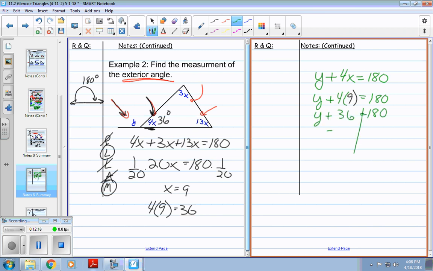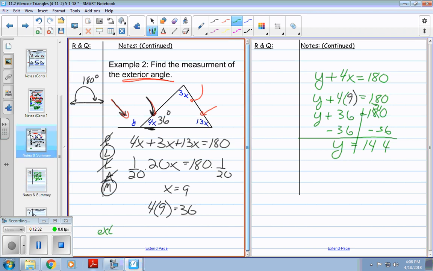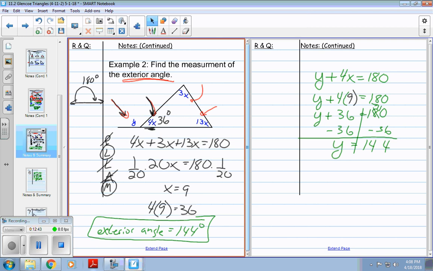And now we have to do the additive inverse to get the variable by itself. So y is going to equal 144 degrees. Oh my! We've just discovered that the exterior angle in this problem equals 144 degrees. That's the answer.